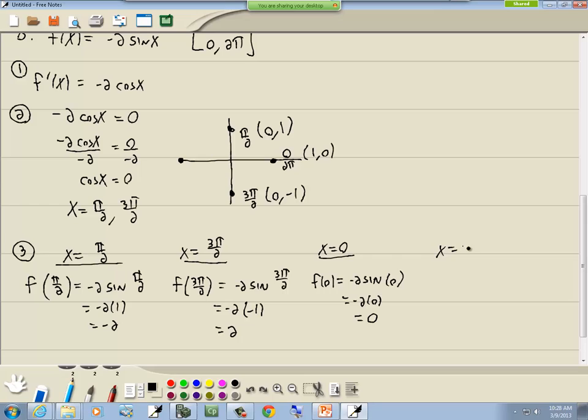And at our other one, at 2 pi, f of 2 pi. We know f of 0 and f of 2 pi are the same, but if I plug it in, I get negative 2 sine of 2 pi, which gives us negative 2 times 0, which gives us 0.